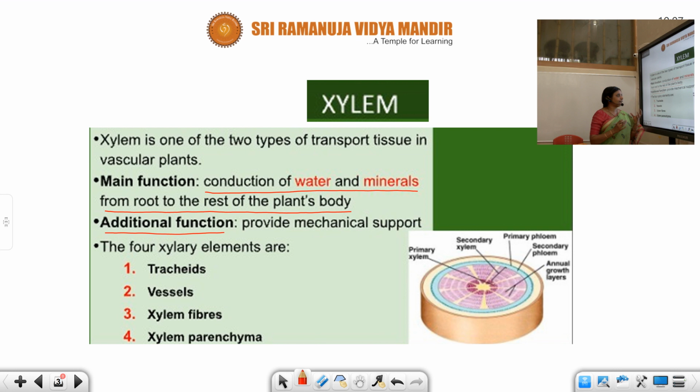That means they are made up of different types of cells. And these different types of cells together are called elements. These elements are of four types. In xylem we will see four types of elements. First one is tracheids, second is vessels, third is xylem fibers, and fourth is xylem parenchyma.